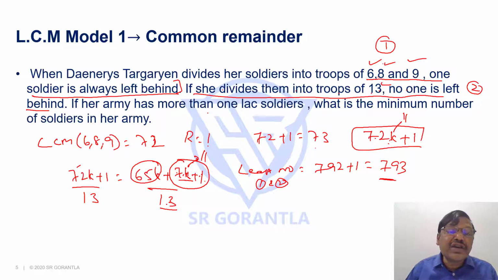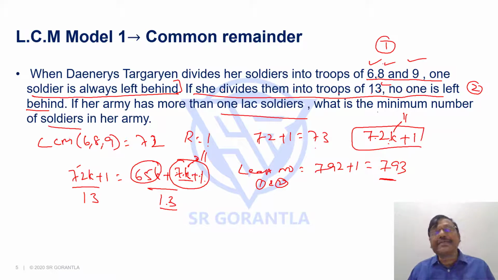The question is not asking you what is the least number. The question says if our army has more than 1 lakh soldiers, what is the minimum number of soldiers in our army? So 793 is the least number that satisfies these first two conditions. There is a third condition that it should be more than 1 lakh. That means I should go for a higher number.